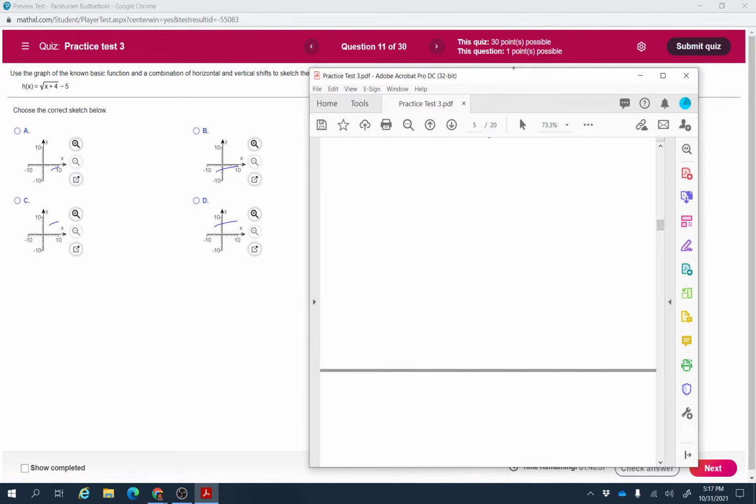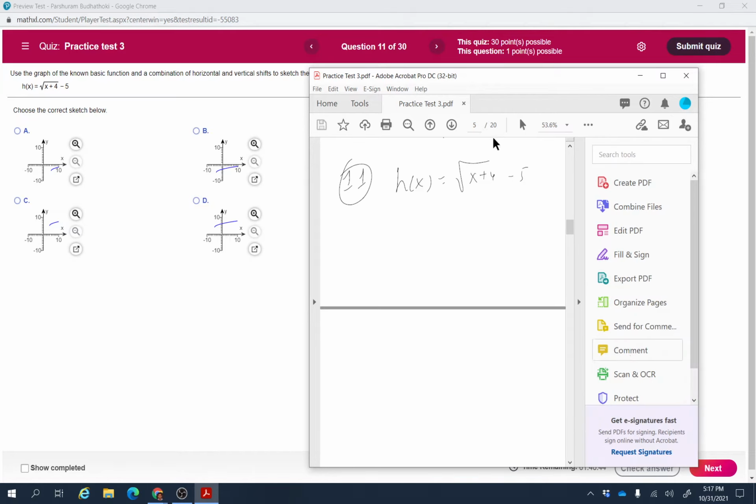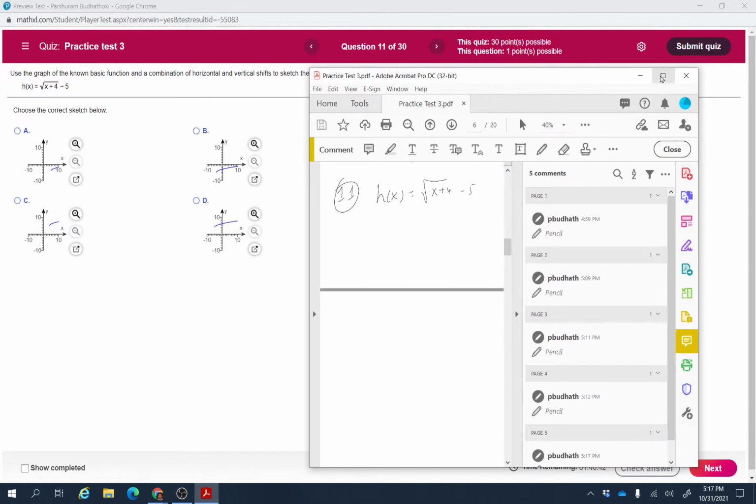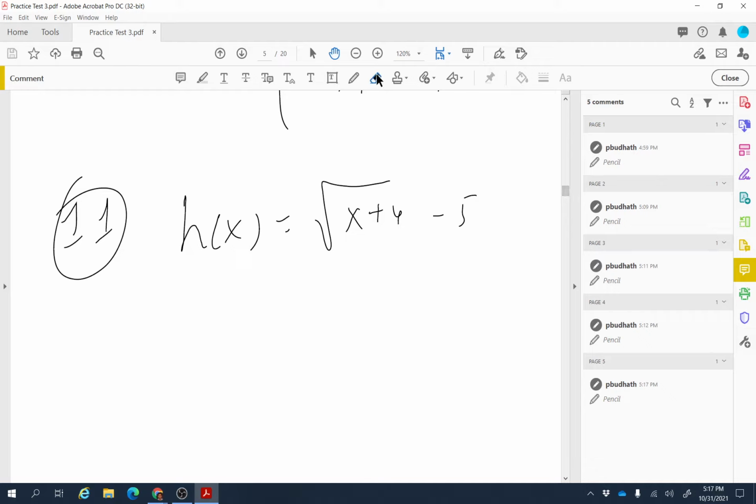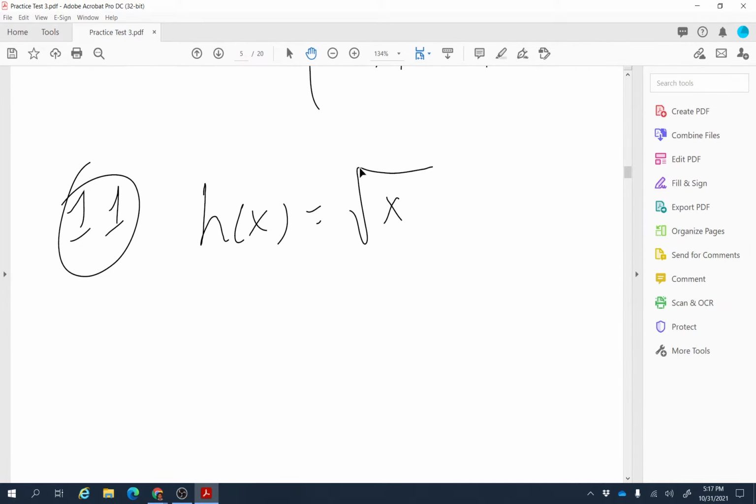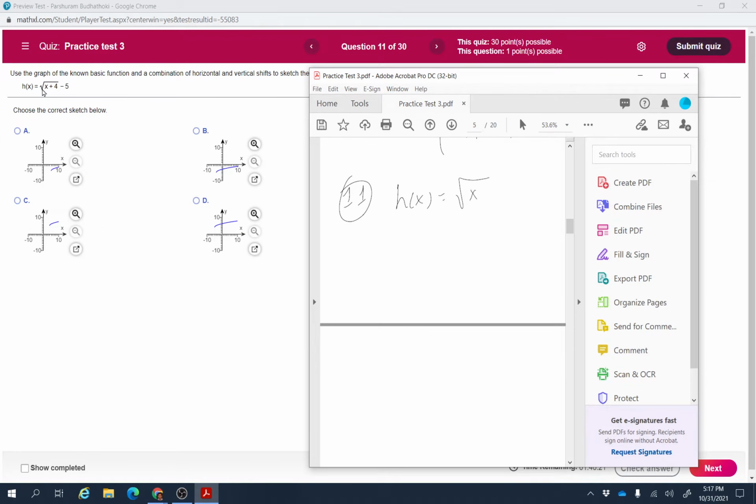So this is problem 11. What happens to this function h of x if you don't use 4 and 5? It's easy for me to just erase those 4 and 5 and see the basic function. If I just remove this 5, which is a constant, and the number inside the radical sign, that will give us the basic function. So this is the basic function we need to use to plot the graph of this one.